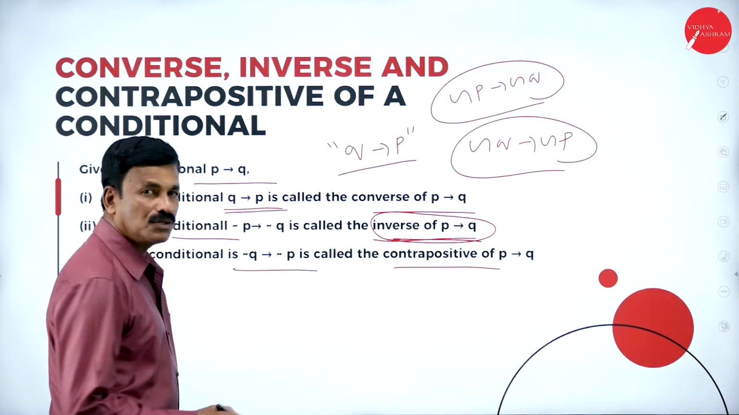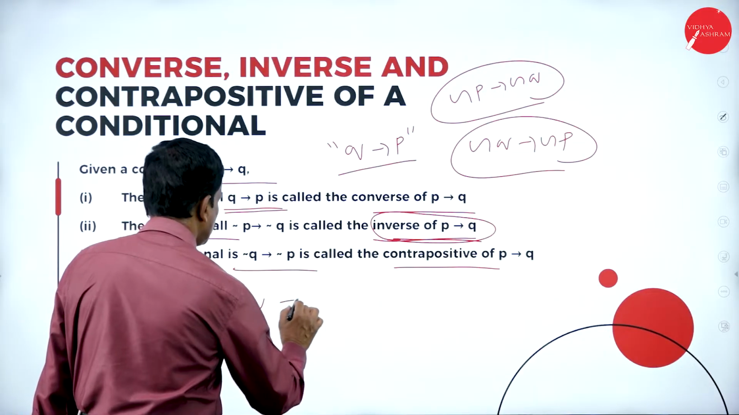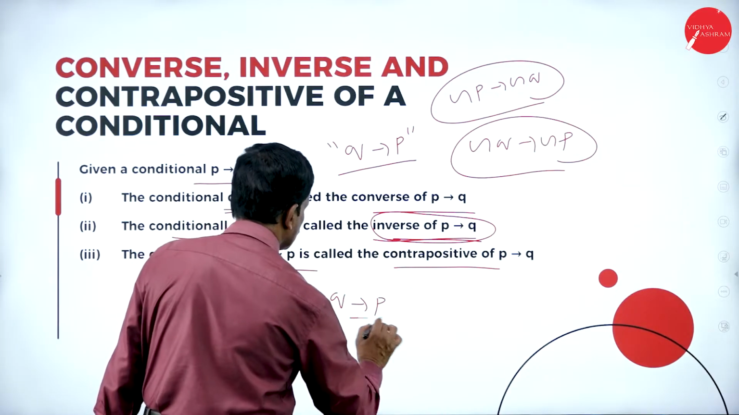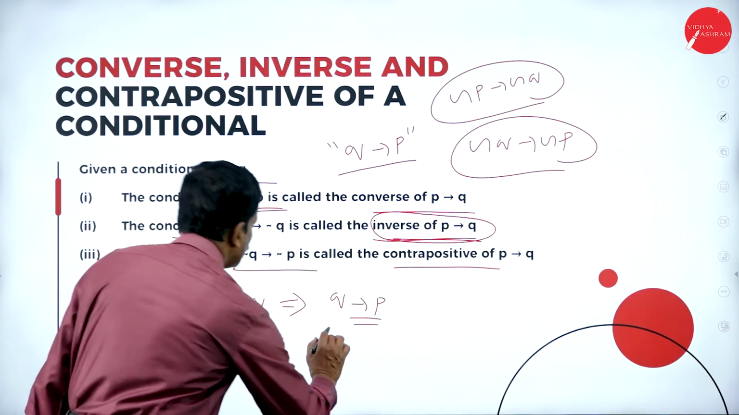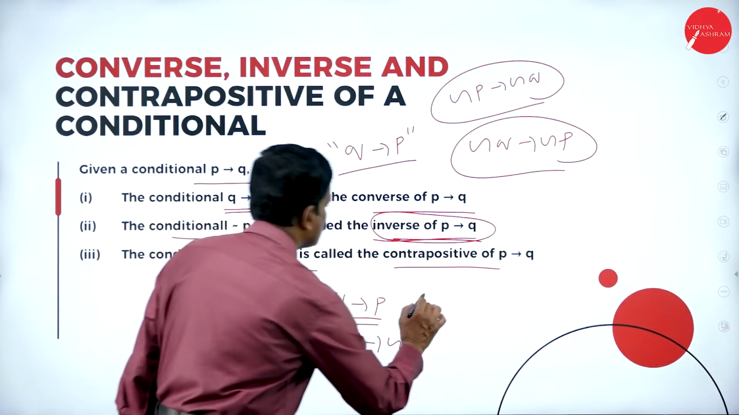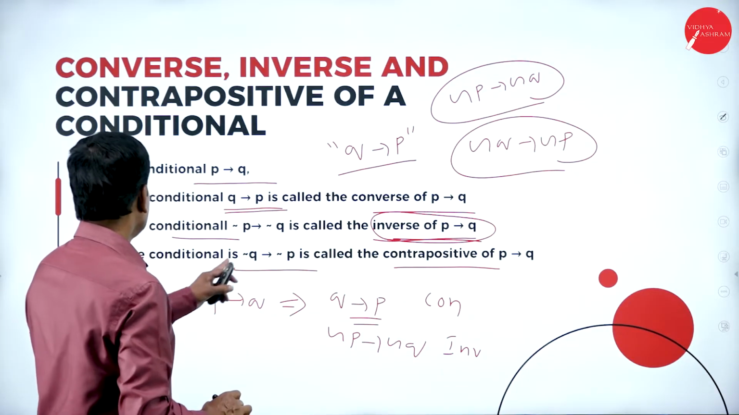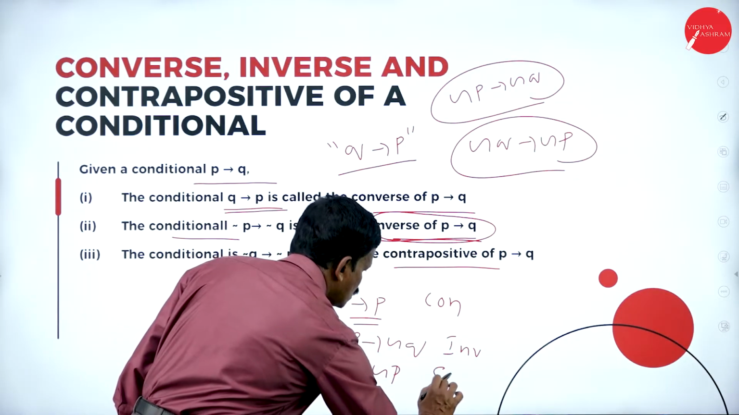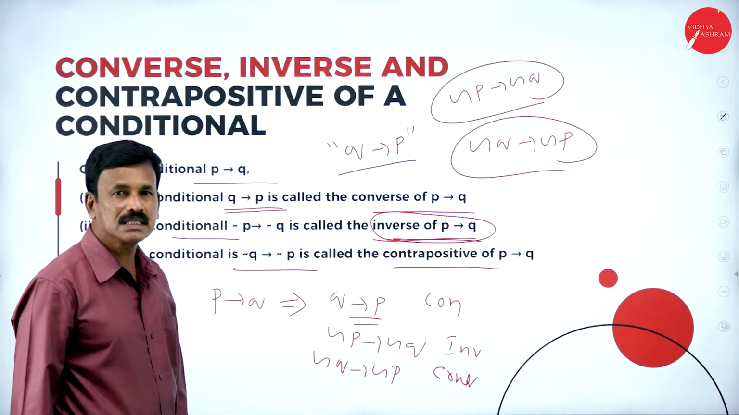So, what is the conclusion here? For any conditional statement P conditional to Q, Q conditional to P is called the converse, negation P conditional to negation Q is called the inverse, and finally, negation Q conditional to negation P is called the contrapositive. So, these are the converse, inverse and contrapositive of a given conditional statement.